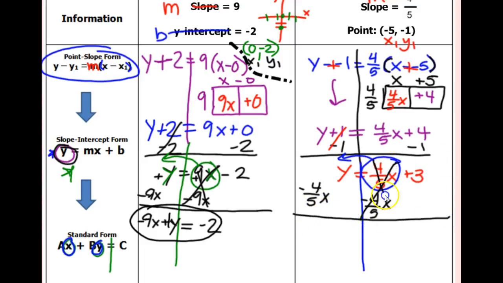So those eliminate. Write your x's first. We have negative 4/5 x plus y, plus 1y if you want to put the 1 there, equals 3. That is our answer in standard form. Let's go ahead and flip over to the back side.